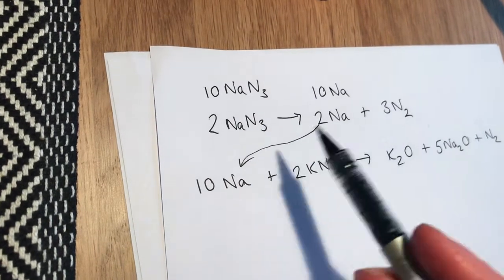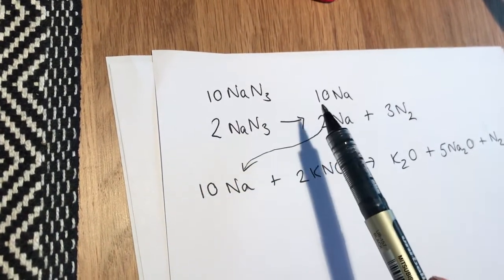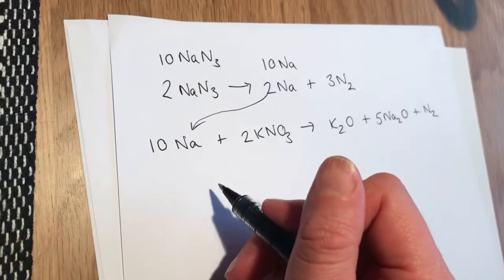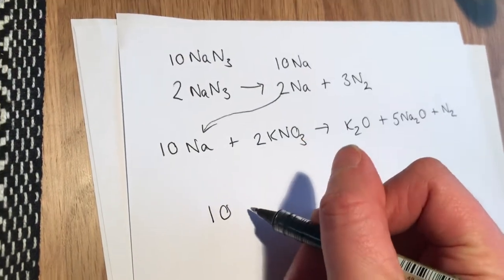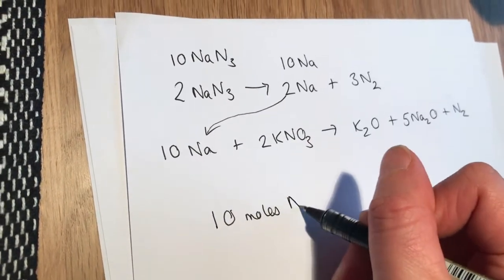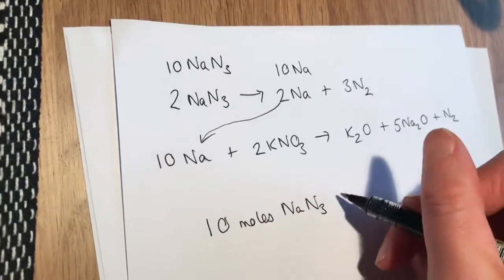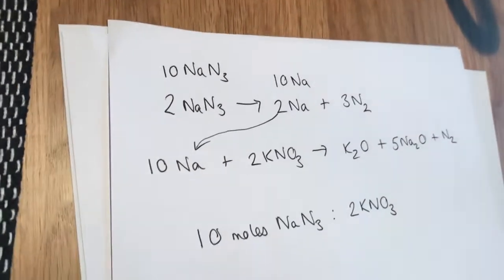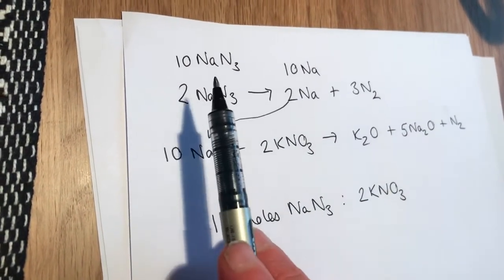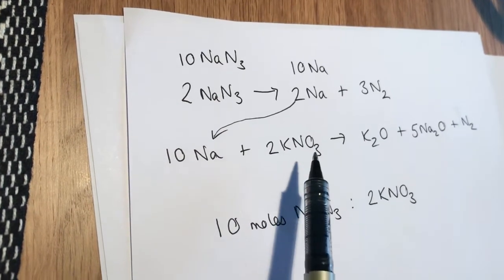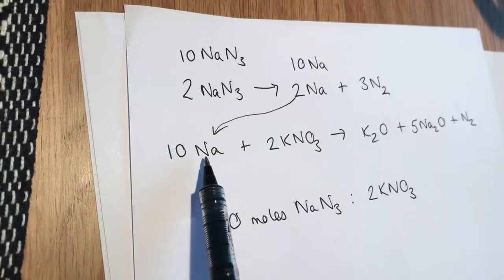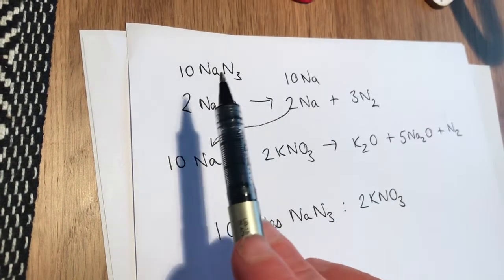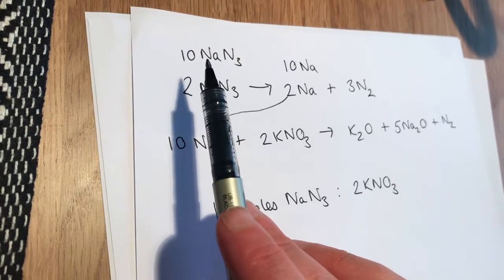Now what that tells me is, in order to get 10 moles of sodium, you need 10 moles of sodium azide. In order for this to fully react then, your ratio would be 10 moles of sodium azide to 2 moles of potassium nitrate. All right, so if that's a bit confusing, just look again. In order to get 2 moles of potassium nitrate to react, you need 10 moles of sodium. In order to get 10 moles of sodium, you need to decompose 10 moles of sodium azide.